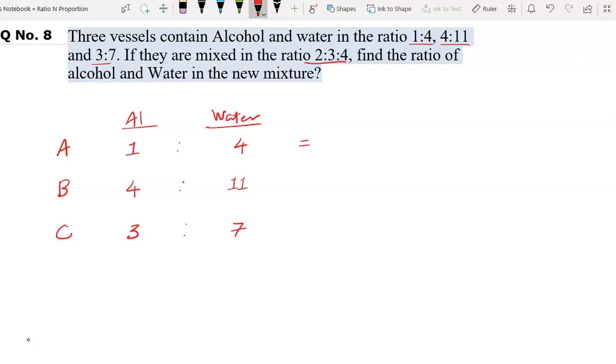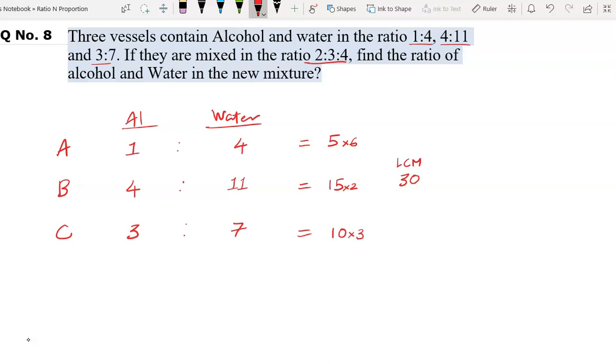So now we will add this. 1 plus 4 is how much? 5. 4 plus 11 is 15. 3 plus 7 is 10. Now in order to make it equal, we will take the LCM of 5, 15 and 10. LCM is 30. 5 into 6 gives us 30, so we'll multiply this by 6. 15 into 2 gives us 30, so we'll multiply this by 2. 10 into 3 will give us 30, so we'll multiply this by 3.